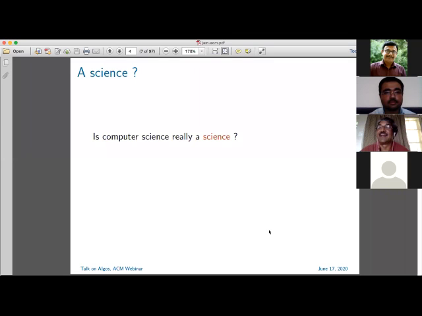Now, my question is, is computer science really a science? We all learn science as a compulsory subject in school, and everybody learns science. Now, what distinguishes science from all of the subjects in school? What is unique about science? Can somebody try to answer this? And then you have to explain to me why computer science is a science.